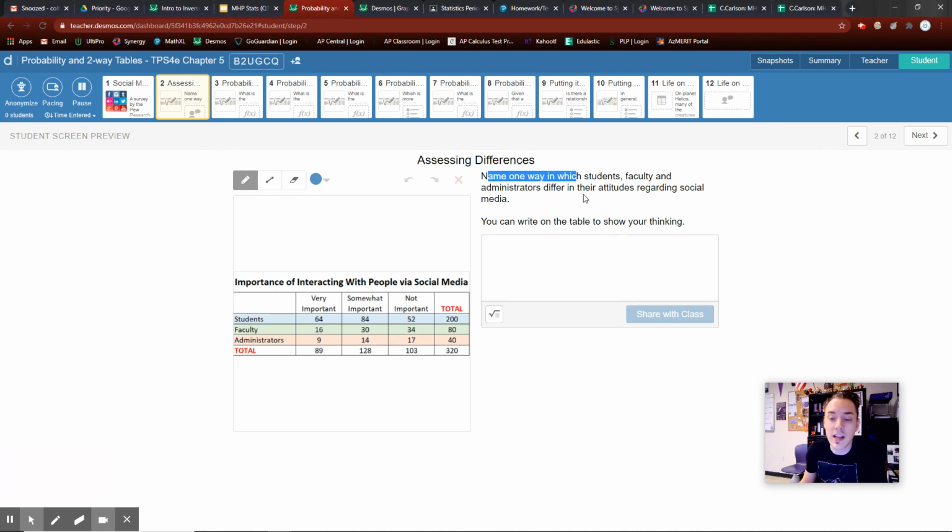All you need to do is just name one way in which students, faculty, and administrators differ in their attitudes towards social media. This could be anything, really. This could be like, well, I see that students do think it's very important, whereas faculty and administrators don't think it's very important at all. Something like that, something simple. Just look at the table, see what differences there are, okay?